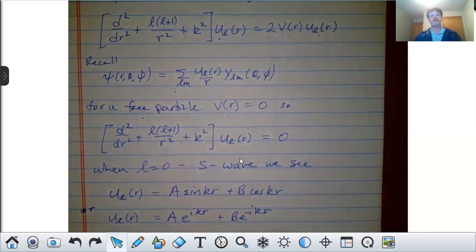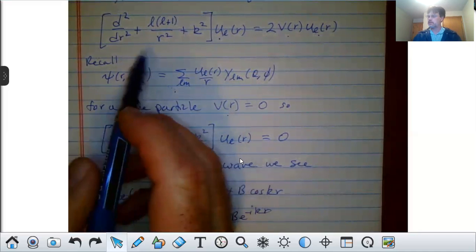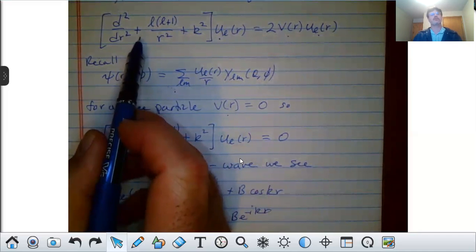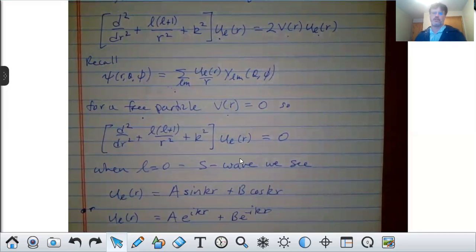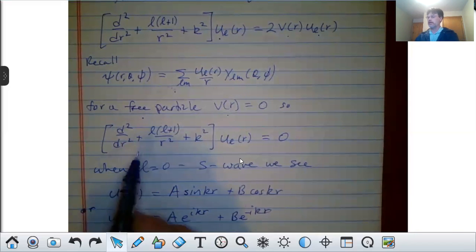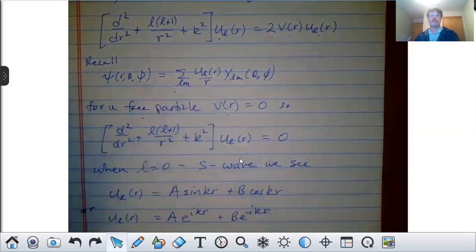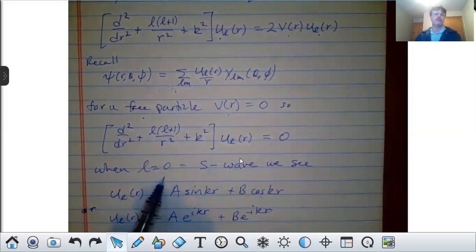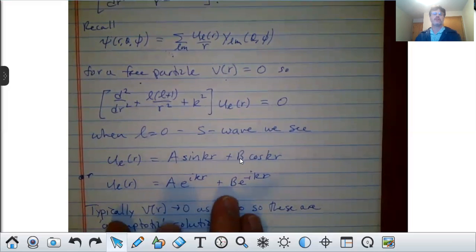And now let me think. I think this should be... I might want to double check the sign there, whether it's positive or negative. But either way, I get my radial equation, and let's look at the S wave case when L is equal to 0.